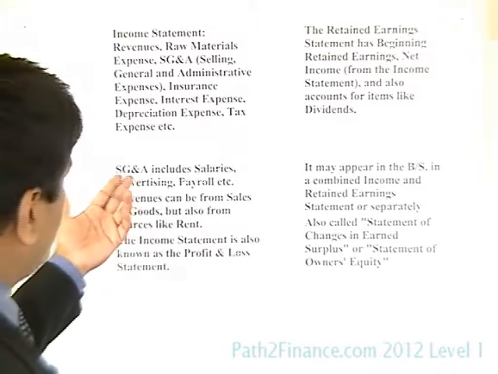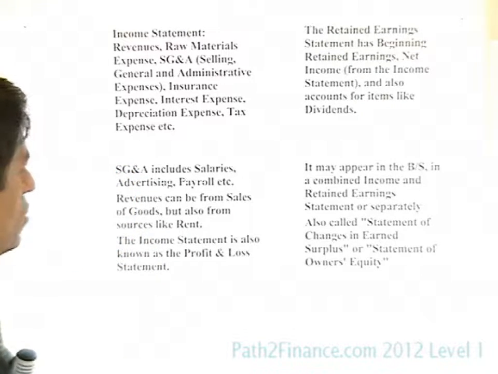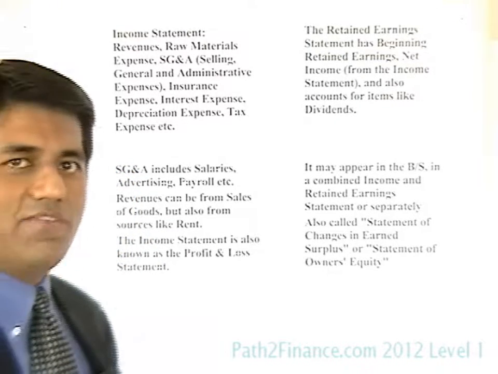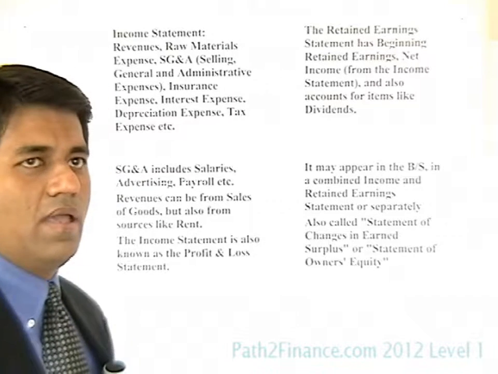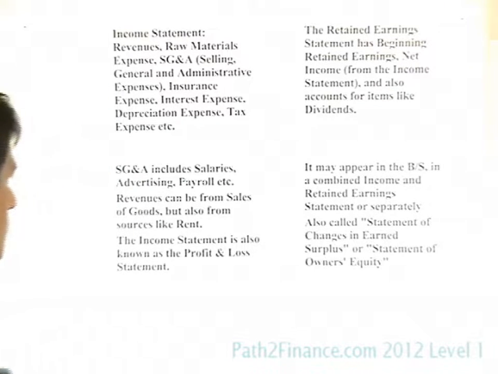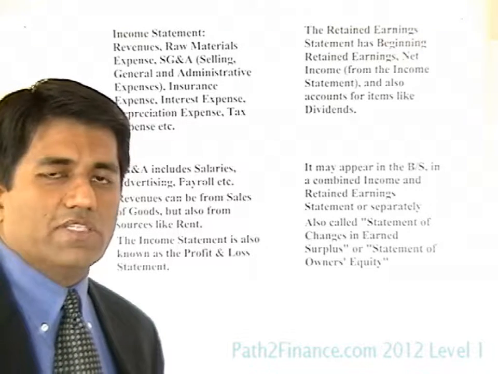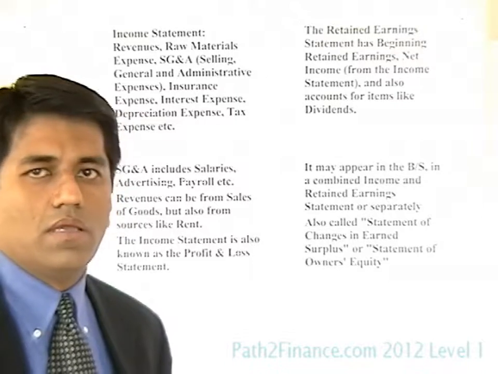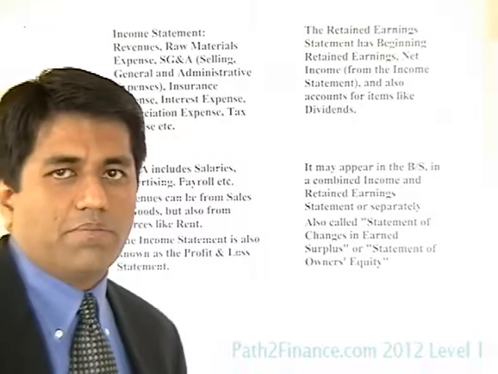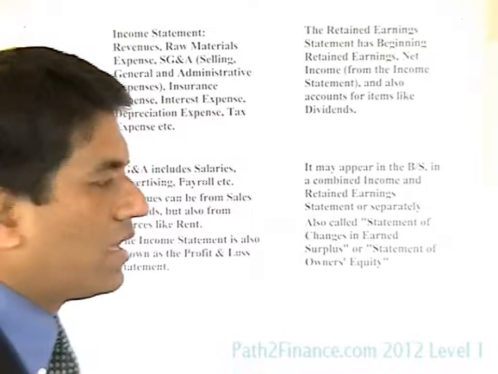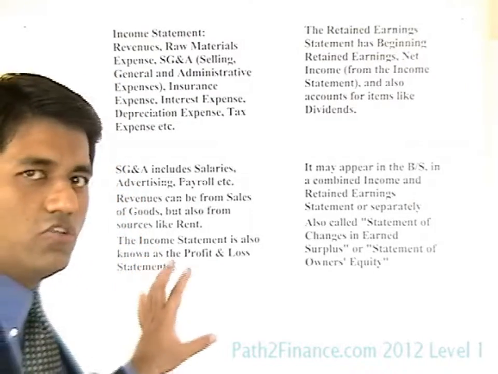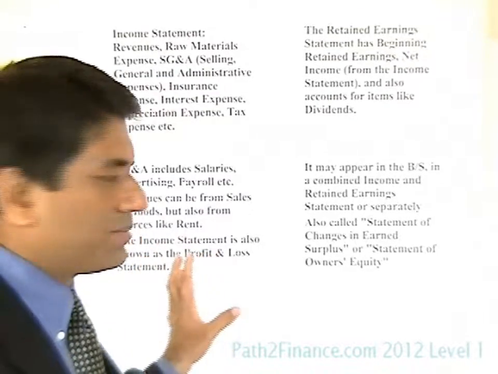The item SG&A includes salaries, advertising, payroll, these kinds of expenses. Now, revenues can be from sale of goods. Revenues can also be from rent, for example. The income statement is also known as the profit and loss statement.